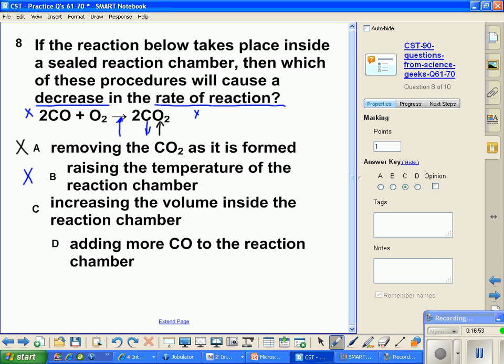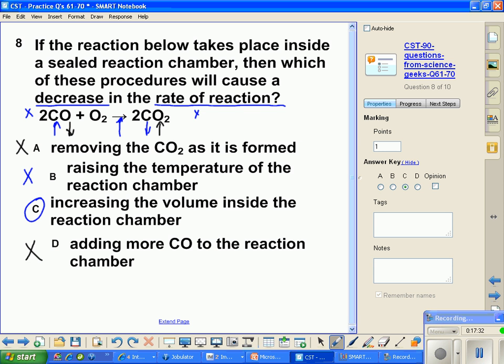Now, let's go down to letter D because C's the correct answer. And we're going to add carbon monoxide. So carbon monoxide up. What does Le Chat want to do? He wants to put it down. And so if he's going to put it down, we've got to use it up, which is to shift to the opposite side. And that will increase the rate of reaction because that will make more CO2. And that's not what we want to do. So now we can look at this guy and see why C is the correct answer.